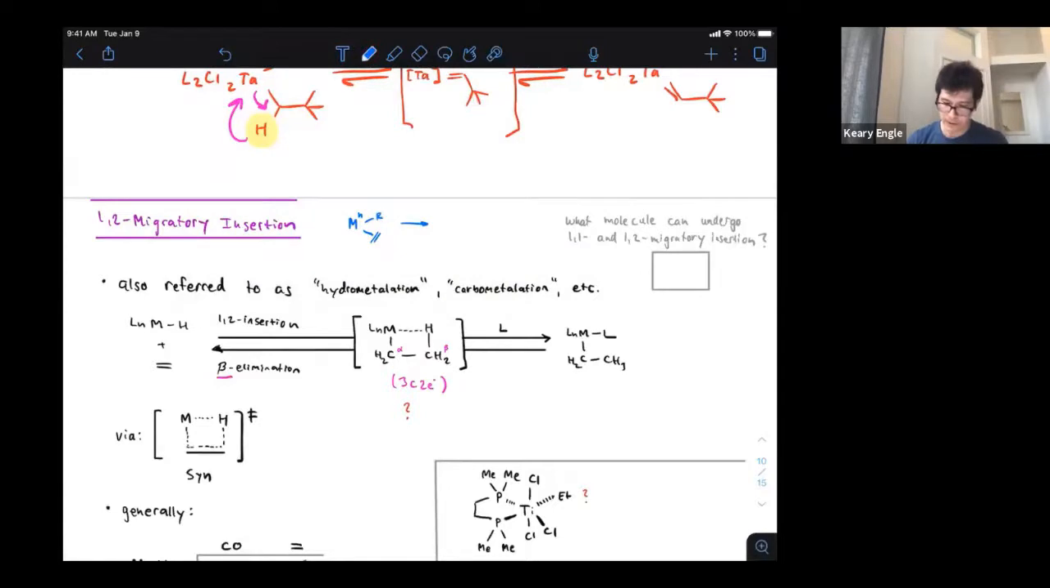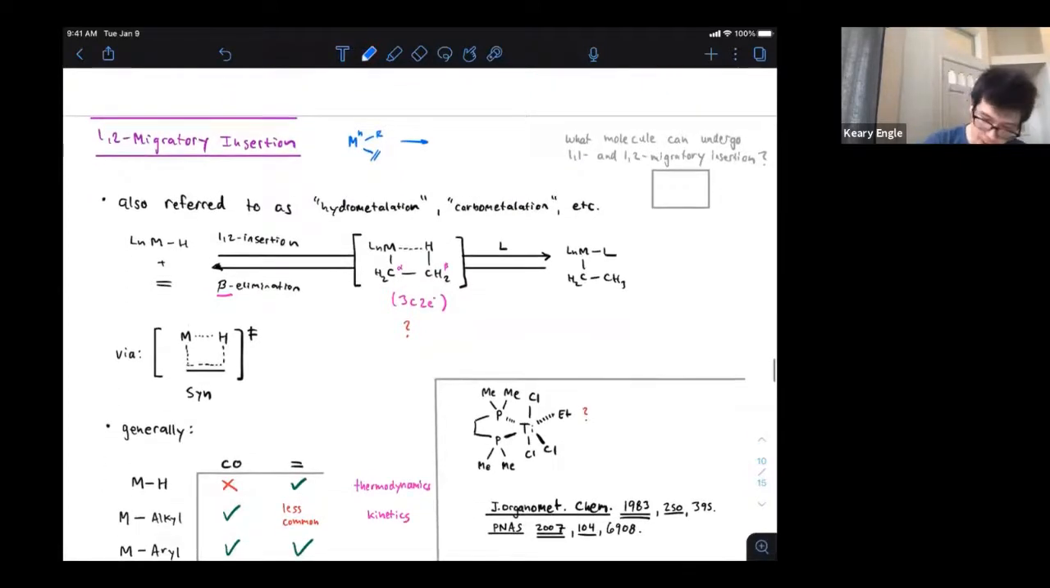Okay, so I think there are some great questions here that really get at the heart of this question of 1,2 migratory insertion, which I think we'll talk about in the context of alkyl addition, or we'll talk about in the context of addition to coordinated olefins, but the logic is the same, whether it's an olefin or an alkyne, or even things like carbonyl containing compounds like ketones. The logic is the same.